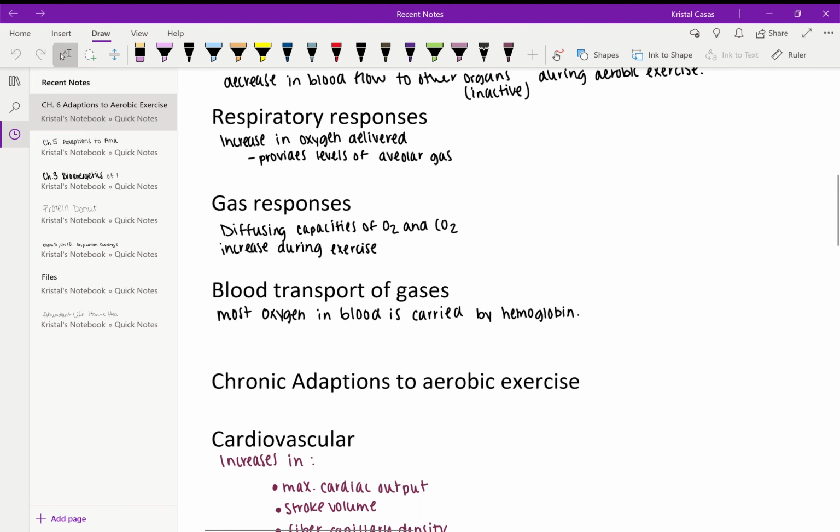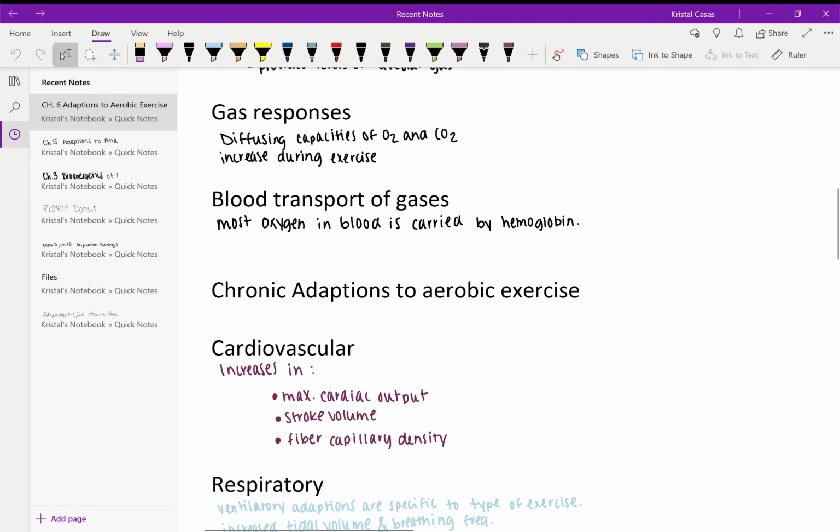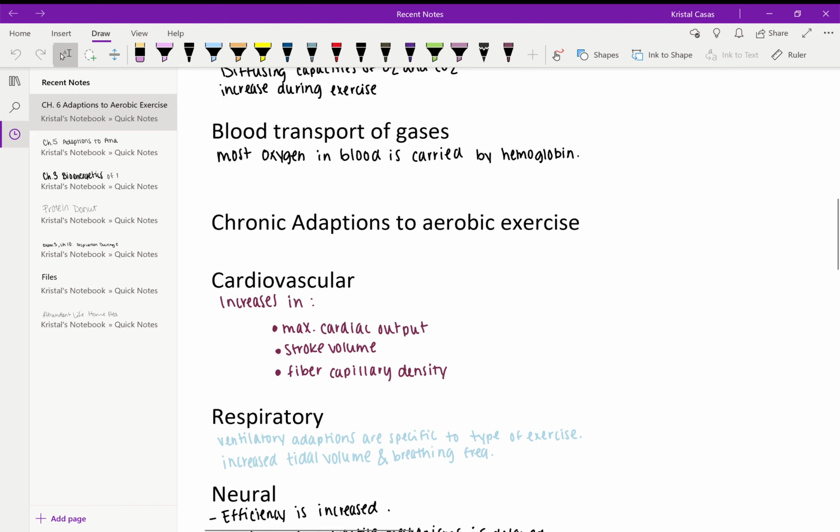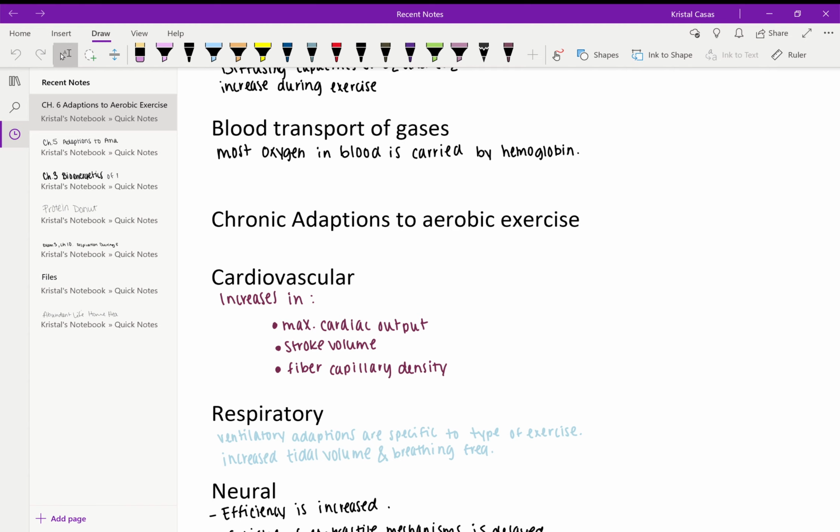Respiratory responses: there's an increase in oxygen delivered, and it provides levels of alveolar gas. Diffusing capacities of O2 and CO2 increase during exercise. Most oxygen in the blood is carried by hemoglobin.